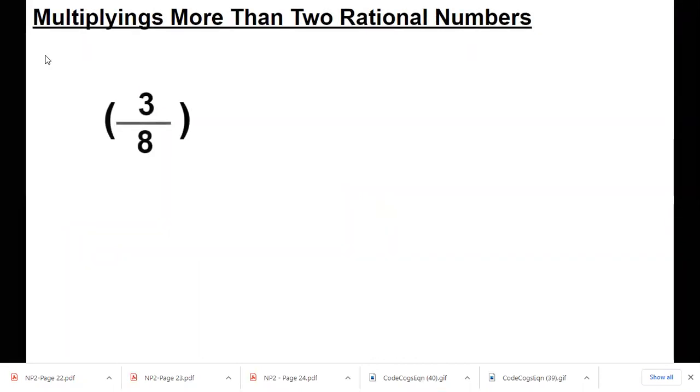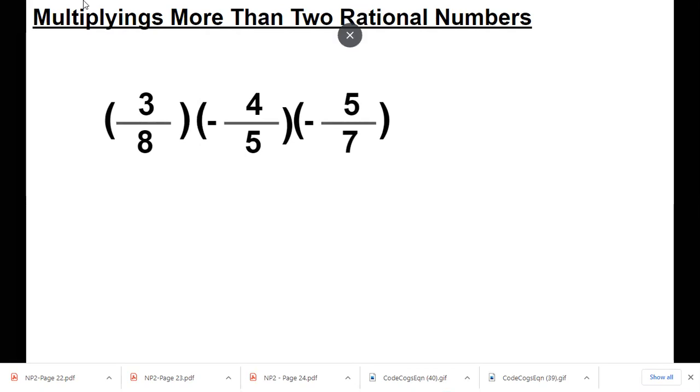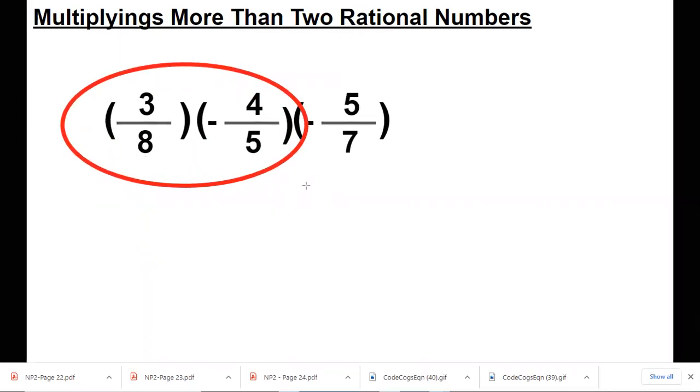Try another one. 3/8 times -4/5 times -5/7. Let's do this 2 at a time. Is there anything I can cancel? Well, yes, the 4 and the 8. 8 divided by 4 is going to give me 2, and 4 divided by 4 is going to give me 1. So let's see how that works.